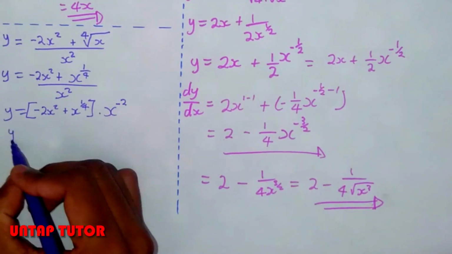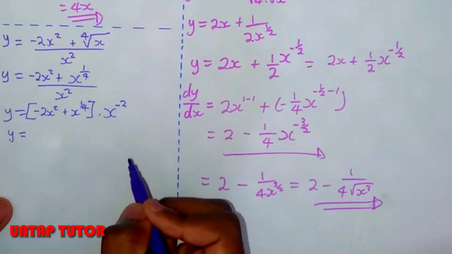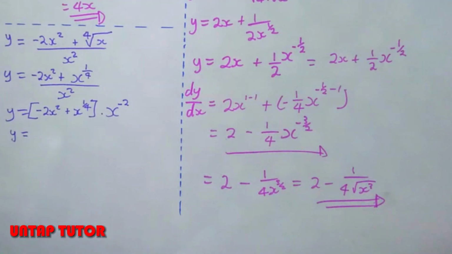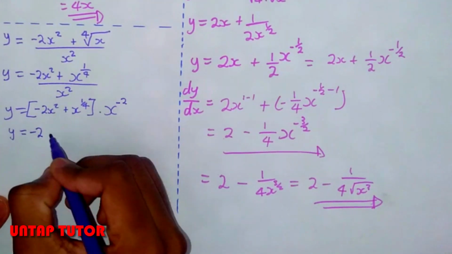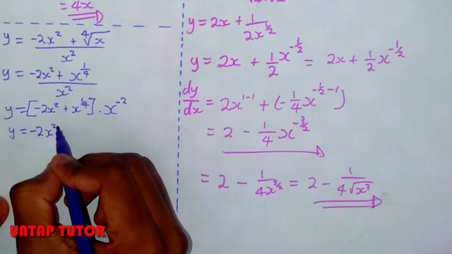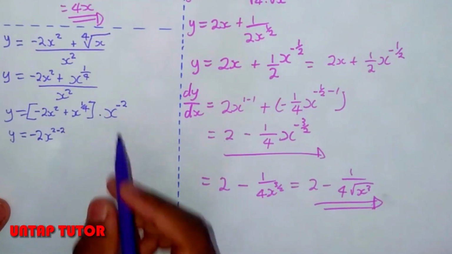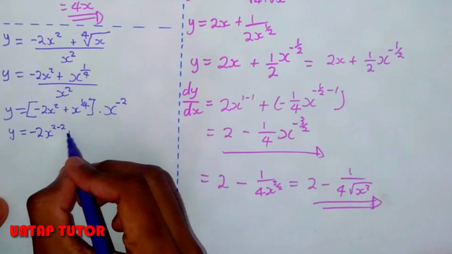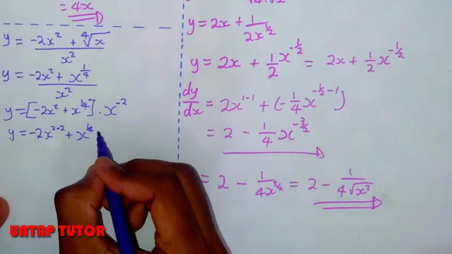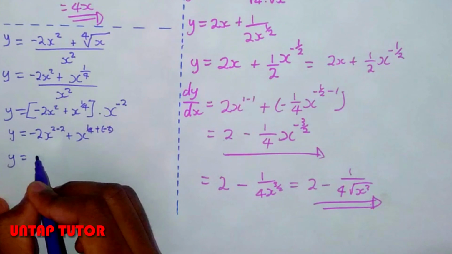So simplifying that, since we have a bracket, we need to multiply minus 2x squared times x to the negative 2. Obviously, this is the multiplication of exponents with similar bases, so we need to add the exponents. So we're going to have minus 2x, so we have positive 2 plus negative 2, which is just going to be 2 minus 2. And then for this one, it's x to 1 over 4 times x to negative 2. So we're going to have x to 1 over 4, just add the exponents, plus negative 2.